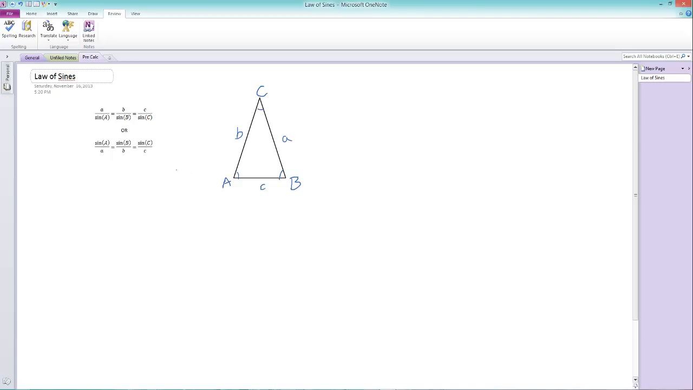Well, howdy y'all. Today we're going to be doing law of sines. Law of sines is similar to law of cosines. We're going to still be solving for triangles. When I say solving for triangles, I mean we're going to be solving for either an angle of a triangle or a side length.